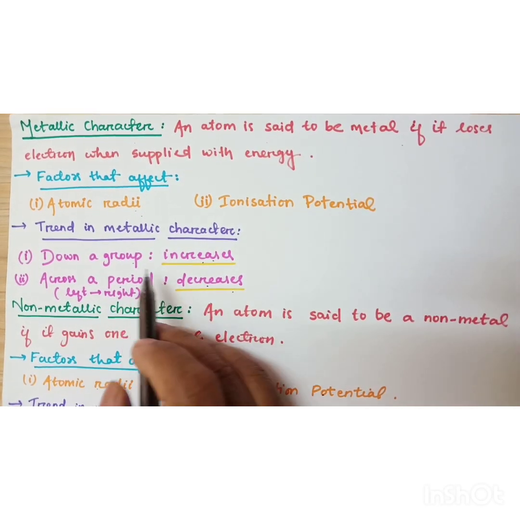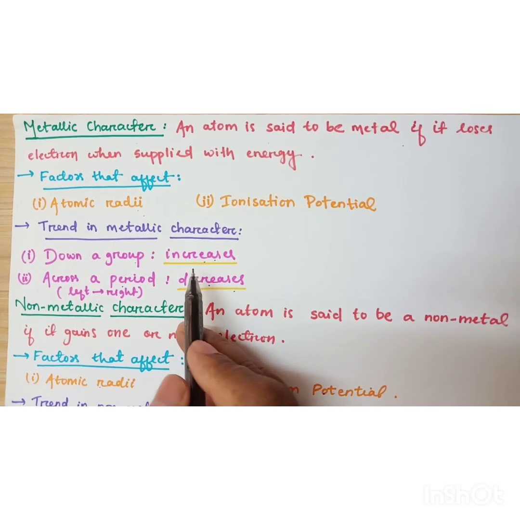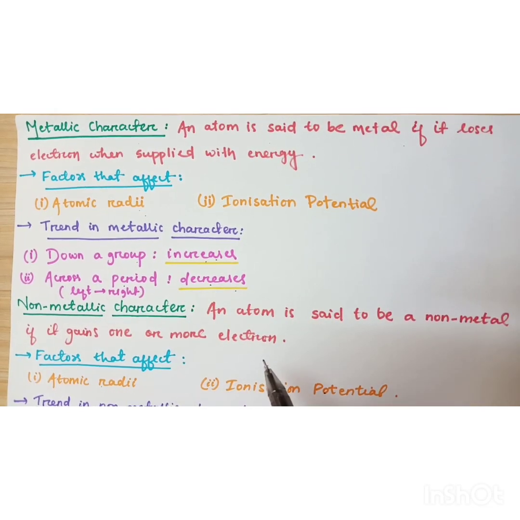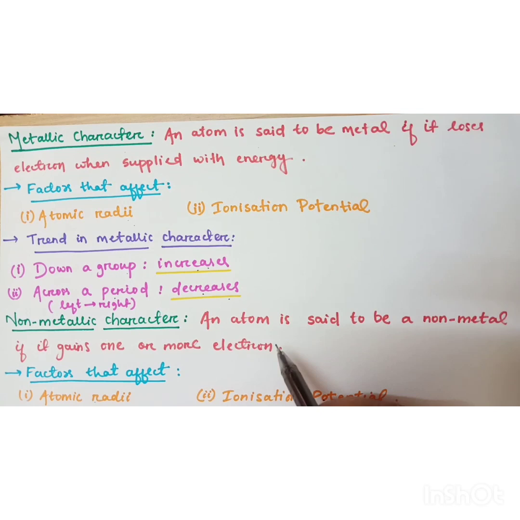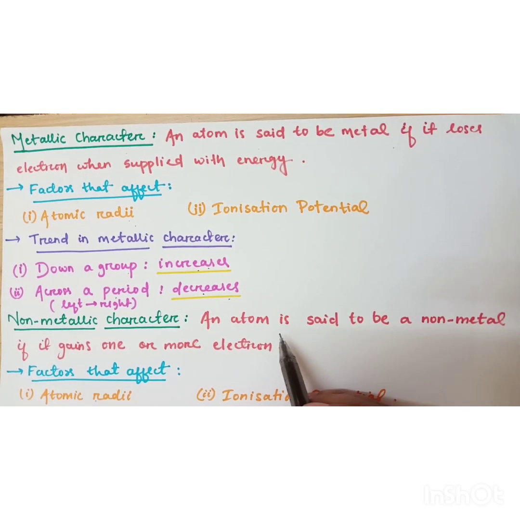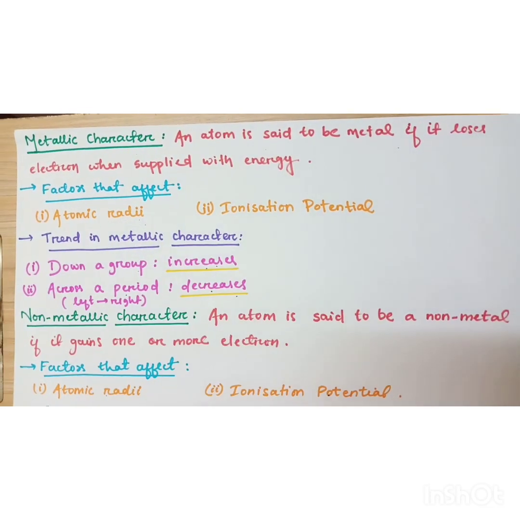Down a group, what happens? The metallic character increases. Why? The greater the atomic size, the further the outermost orbit. So the nuclear pull exerted on it becomes less. As a result, the electrons can be removed easily. They easily lose electrons, so metallic character increases.